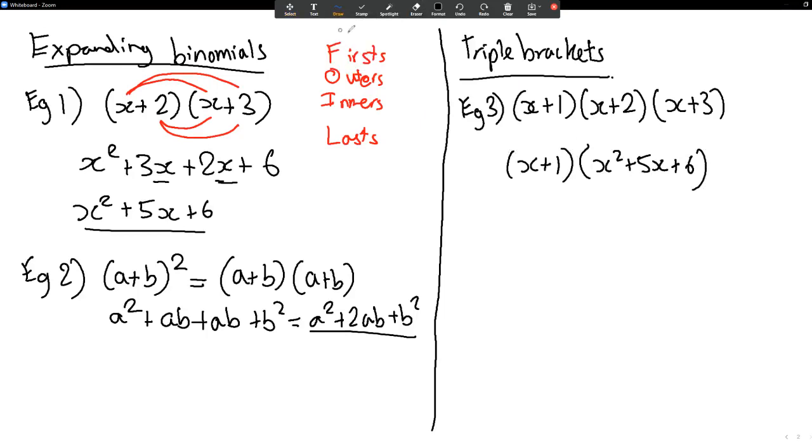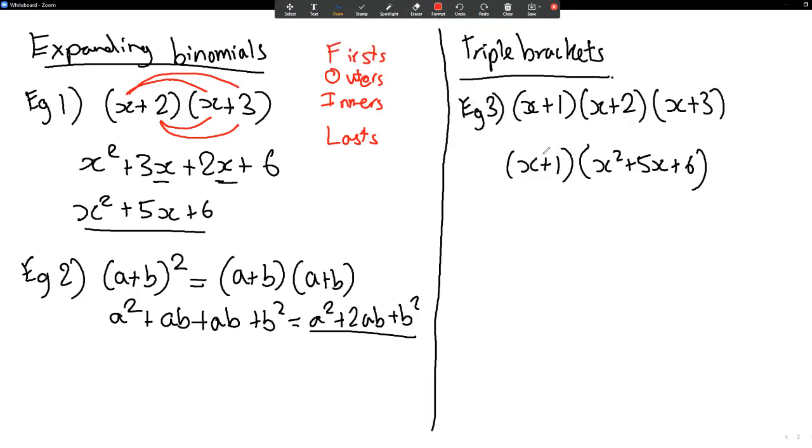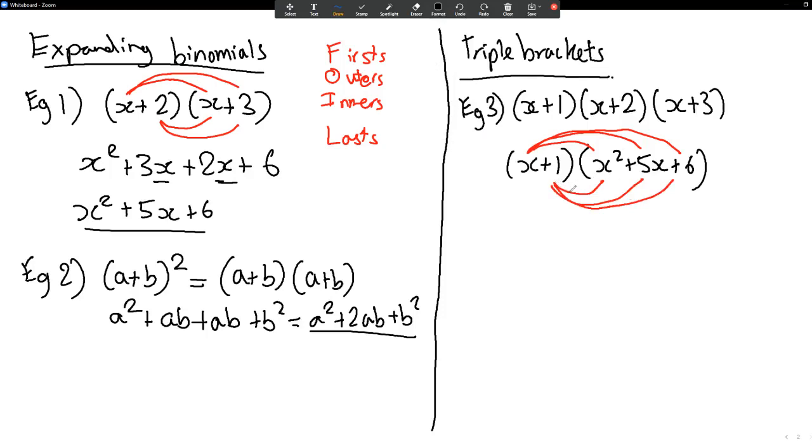these brackets. Now this might seem a little bit more complicated, but if we remember the rule, and unfortunately FOIL doesn't work here, what we can do is we can say x, we can multiply x, the first term here, by each of the terms in the second bracket. And we can multiply the next term in the first bracket, again by each term in the second bracket, like so. And that will give us our answer.